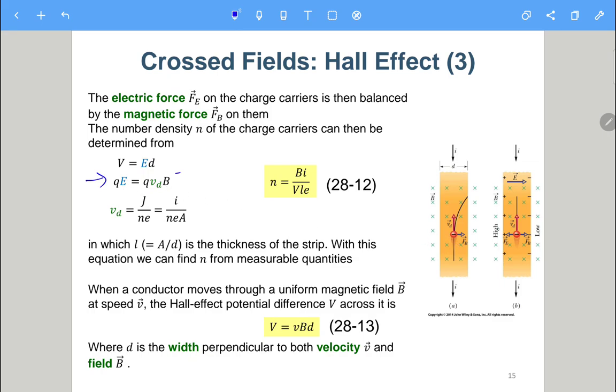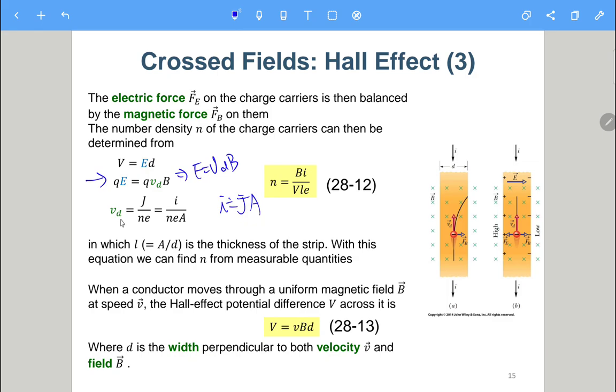So we have E equals VdB. Vd also equals J over Ne from the last chapter. And of course J is also uniform. So we have I equals JA, where J is the current density. So J equals I over A. So we have Vd equals I over NEA, like this.